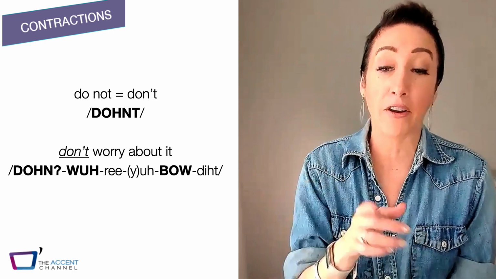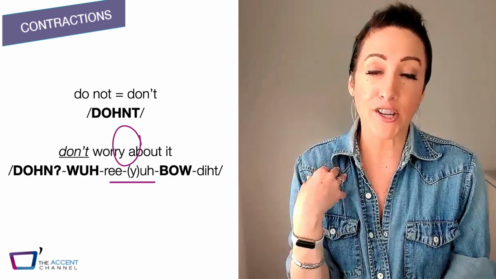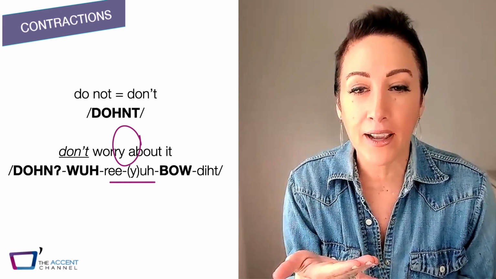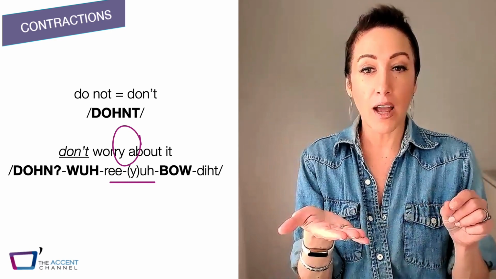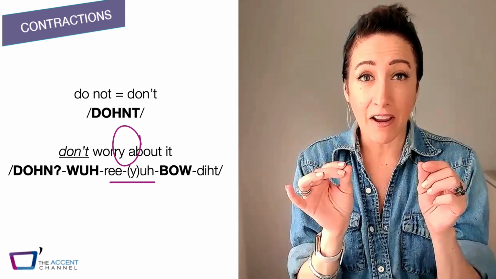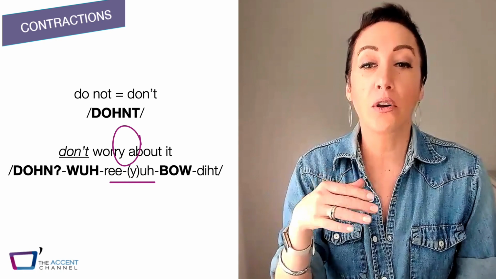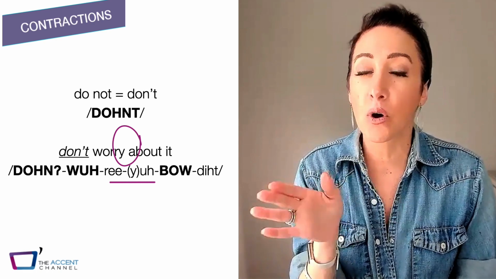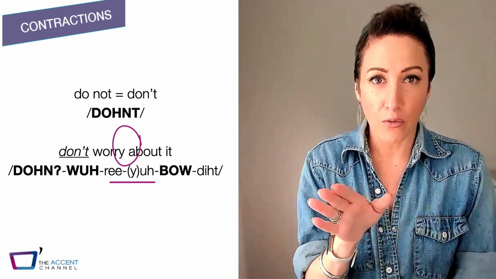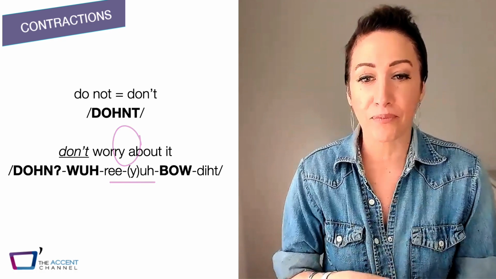Okay, so we've got our O, we've got our stop T. Don't worry about it. The other thing I want you to notice in this phrase, there's a Y shadow, what I call a Y shadow. It's the connection of the vowel E at the end of worry and the vowel at the beginning of about. There's a Y sound in there, and that's how we get a smooth connection between those two words. Worry about it. So get that Y shadow.